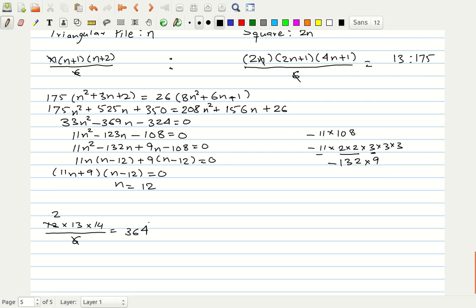And the number of balls in the square pile is going to be 24 times 25 times 49 divided by 6. So you have 24 times 5 is 100, and 100 times 49 is 4900.